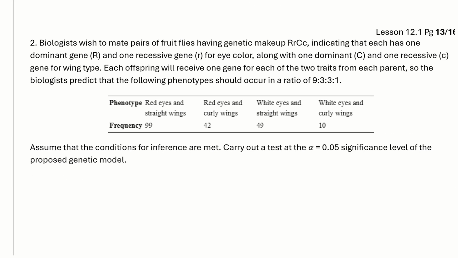All right, so I have a second one here. Biologists wish to mate pairs of fruit flies having genetic makeup indicating that each one has a dominant gene R and one recessive gene r for eye color. In this case, they have either red eyes, dominant, or recessive. Having both recessive genes for the red eye gene would make it white eyes instead of red eyes. And then you have one dominant along with one recessive for wing type.